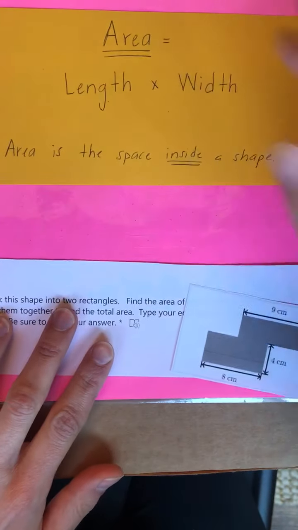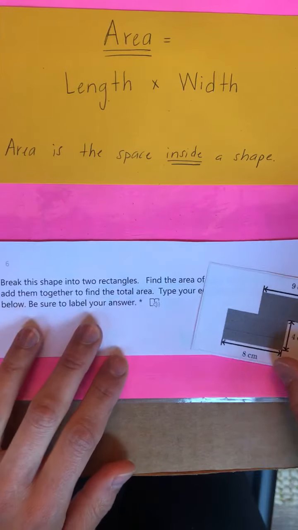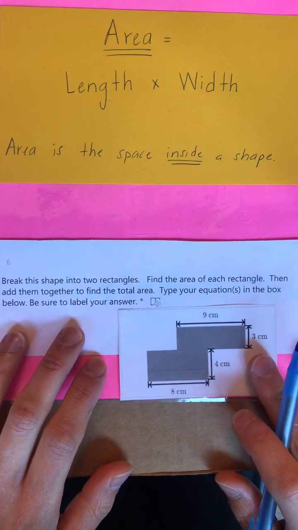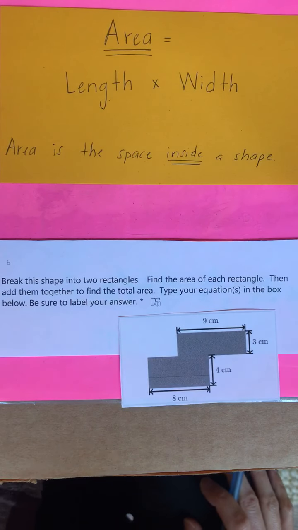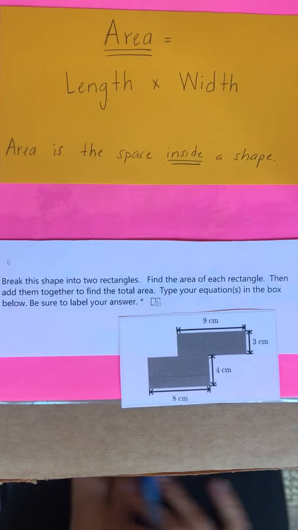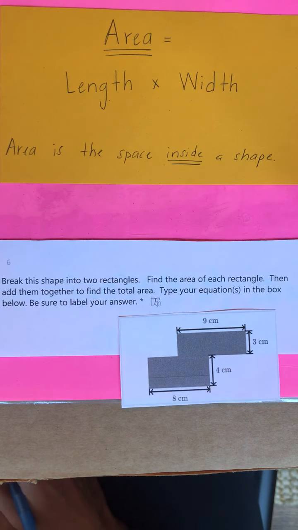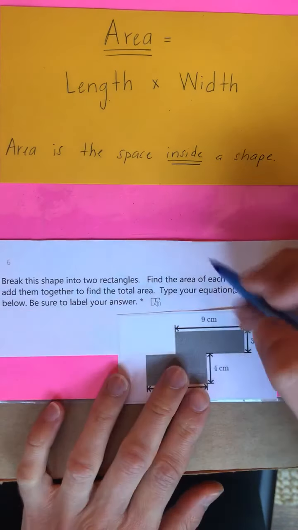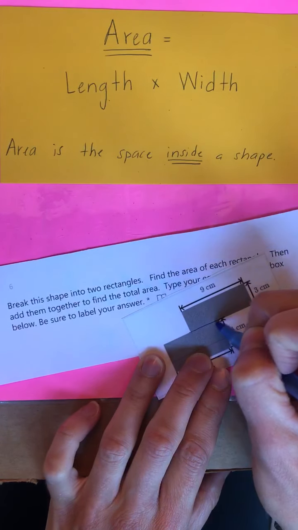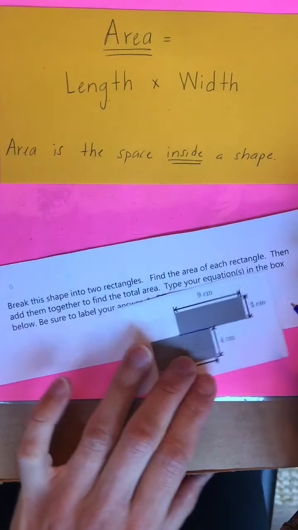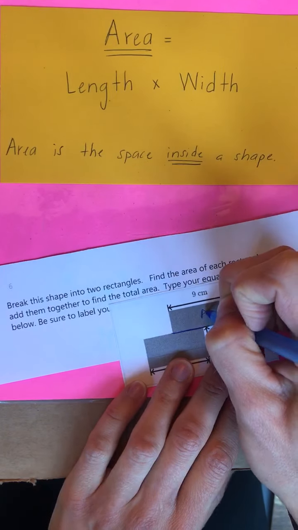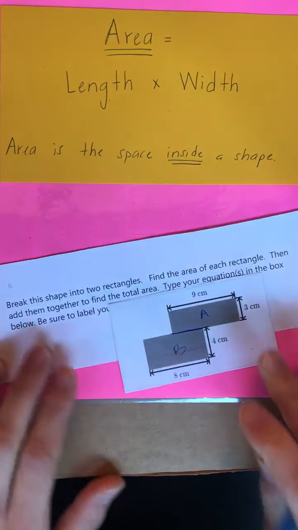Okay, friends, great job working on number 5. Let's take a look at number 6 together. Okay, number 6 says break the shape into 2 rectangles. Find the area of each rectangle. Then add them together to find the total area. So I'm going to split up my rectangles here because that makes the most sense to me. I'm going to call this rectangle A and this rectangle B.